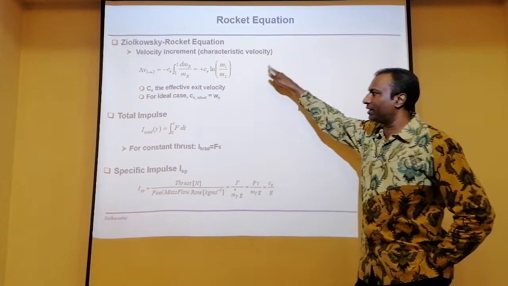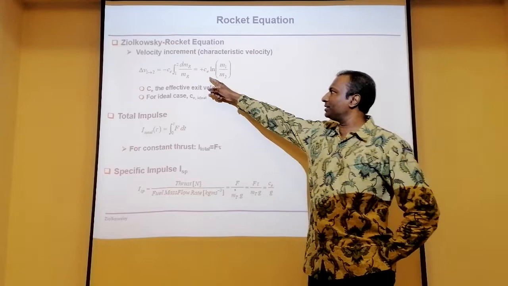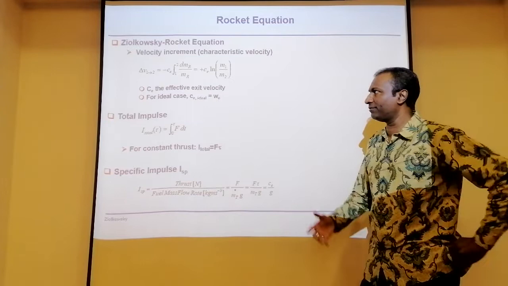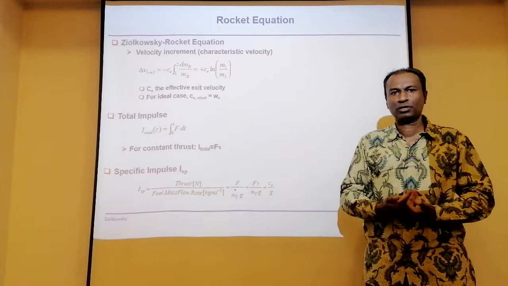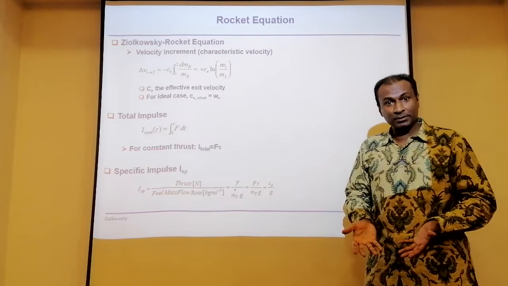You must remember that. It looks very simple, but the trick is that CE is what you need in order to solve the rocket equation. It's a very simple equation. It will tell you, okay, I want to calculate my delta V from planet Earth to the injection point. You please give me that CE. CE belongs to the engine of the rocket. And you tell me the start mass, and what is the end mass?